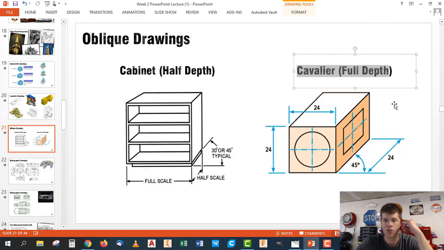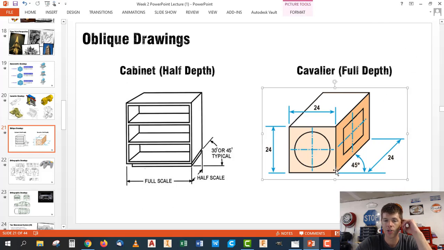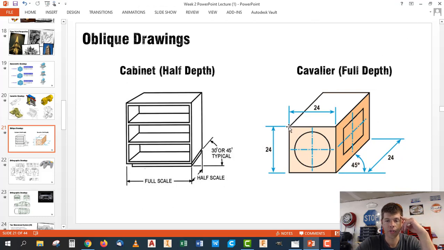What this means is it's drawn full scale in all three directions. So this is a cube drawn in cavalier oblique drawing style. If you measure this with a ruler, it's 24 by 24 by 24, except it looks really weird when you do this, and it is misleading.